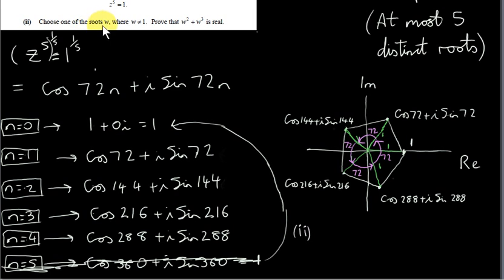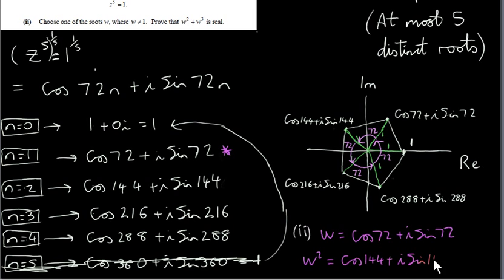In part 2, we want to choose one of the roots, which we call w, where w is not equal to 1. We want to prove that w squared plus w cubed is real. So I can choose any of these. I'm going to choose this one here. So I'll call it w. So you can choose any of these roots except w equals 1, except this one. So how do we get w squared? Well, we just use De Moivre's Theorem. We have to square this number, so we just multiply the power 2 by the angle. Notice that we actually get one of the other roots.